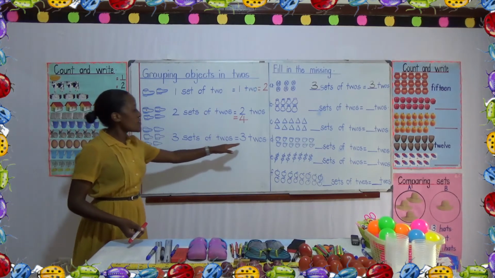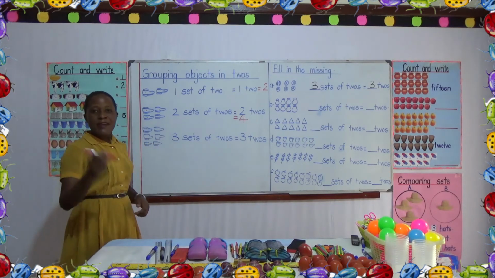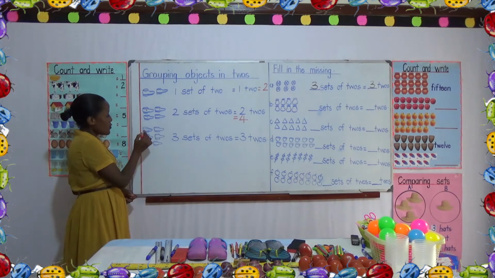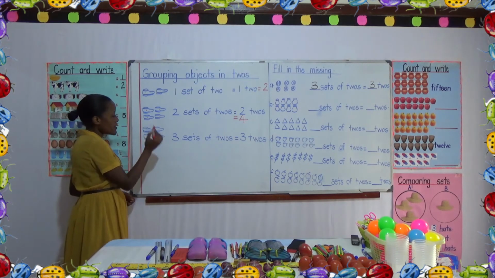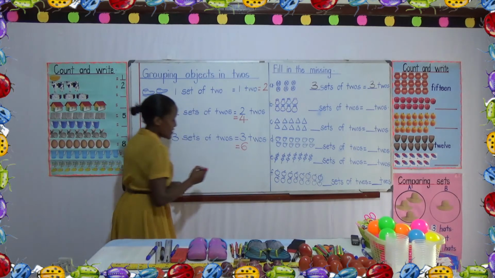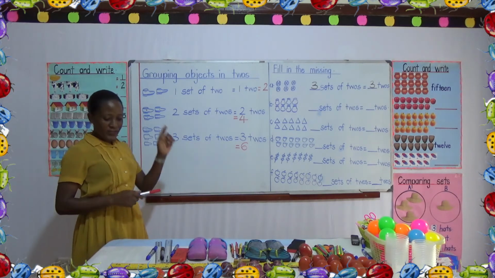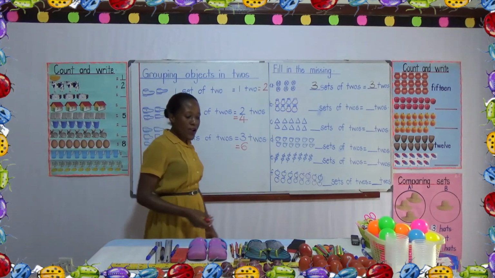If there are 3 sets of twos and there are 3 twos, how many objects are there? Let's count together. 1, 2, 3, 4, 5, 6. So 3 twos are equal to 6. Did you see that, everybody? 3 twos are equal to 6. Let's go to our activity.